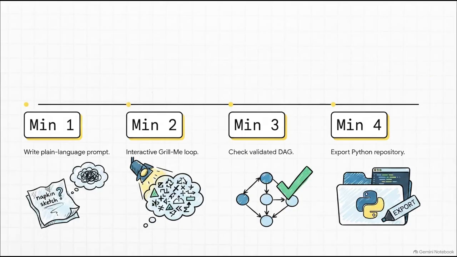And looking at this timeline, this is where the true value proposition really hits home. Minute 1, you're just typing out a vague idea. Minute 2, the system is forcing you to be precise, grilling you for those edge cases. By minute 3, you are visually checking your mathematically validated DAG, knowing for sure there are no loops or dead ends. And by minute 4, you're exporting a robust, fully typed Python repo. It is a complete game changer in terms of workflow speed. We are talking about going from a napkin sketch to ironclad architecture in under 5 minutes.